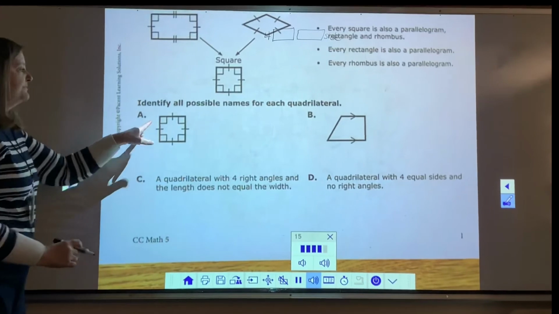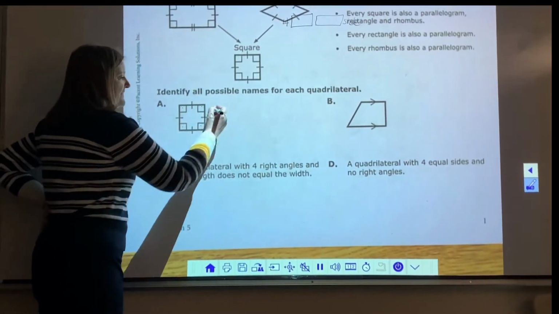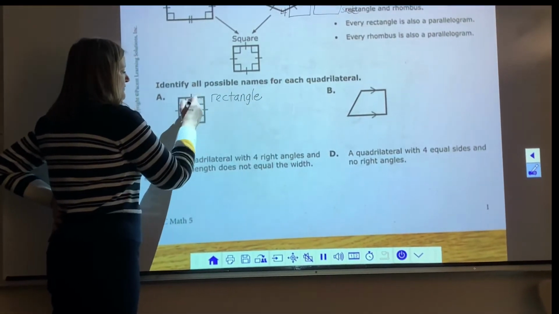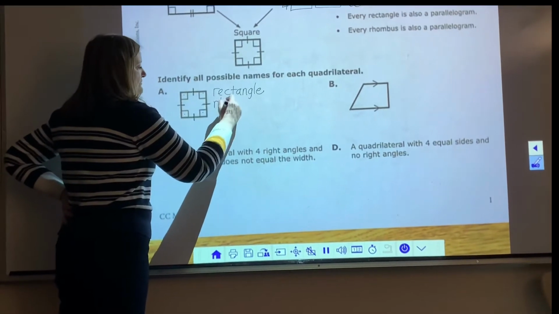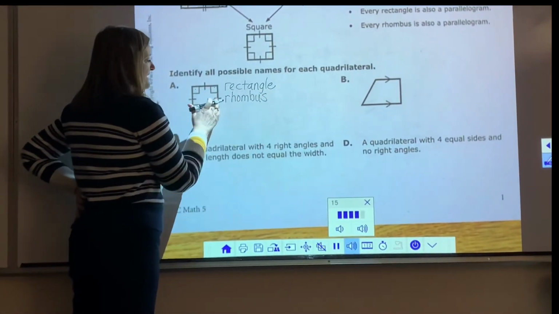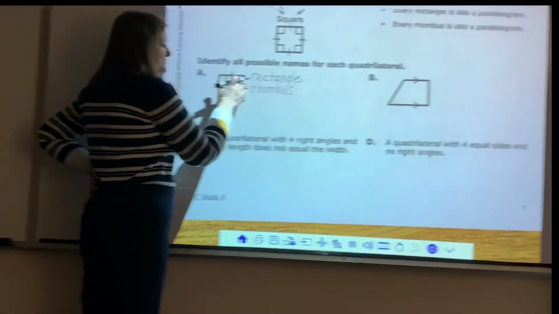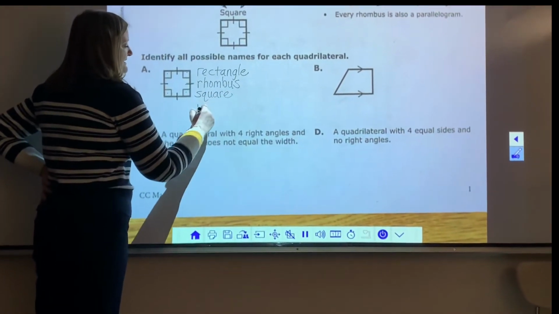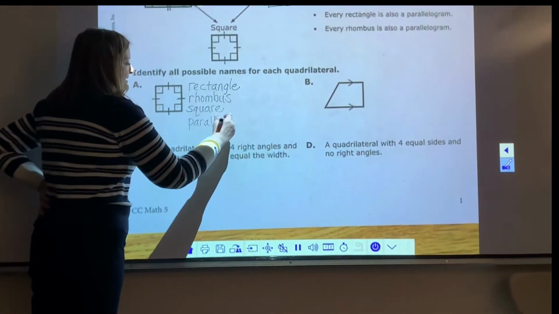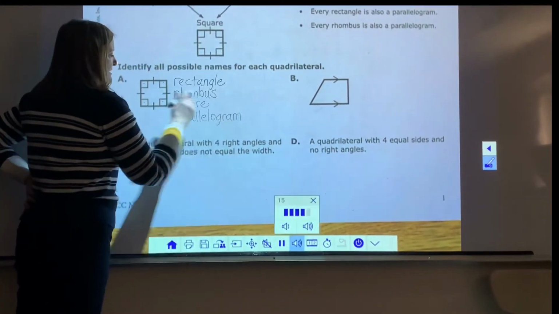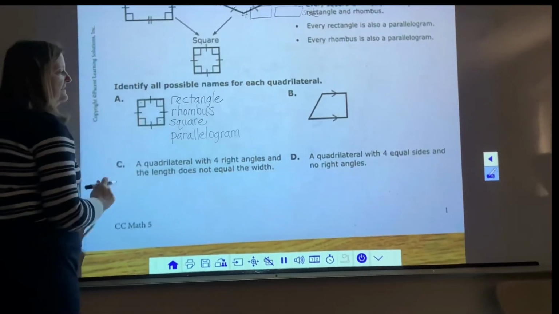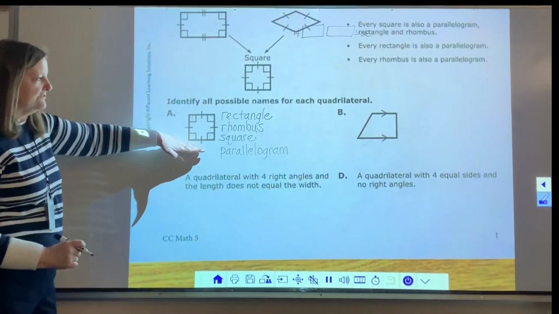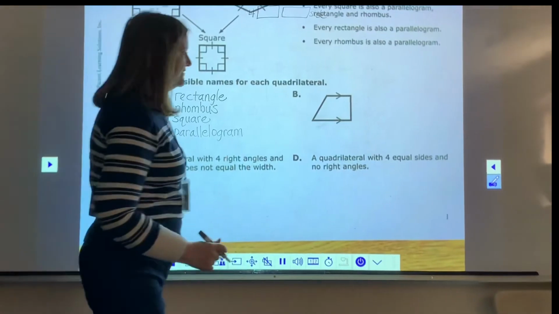Okay, let's take a look at this one. We have four right angles. Because of that, it is a rectangle. We have four sides that are the same length, therefore it is a rhombus. And because it has both square angles and sides of the same length, it is a square. And it is a parallelogram, because this is parallel to this and this is parallel to this. So this is actually all four of those things, and it is a quadrilateral. They're all quadrilaterals.